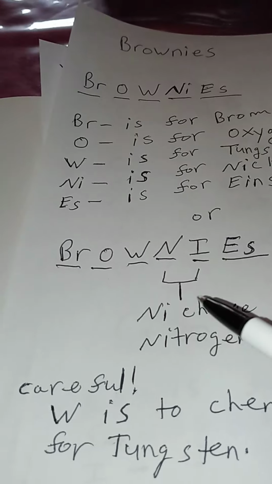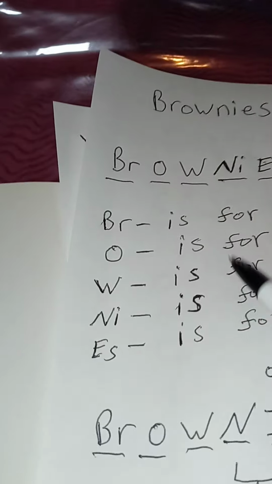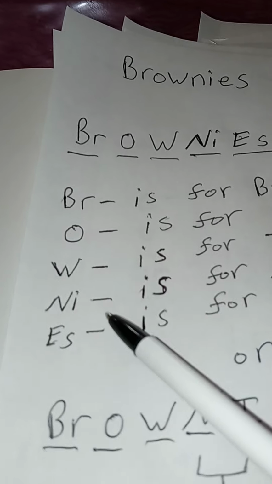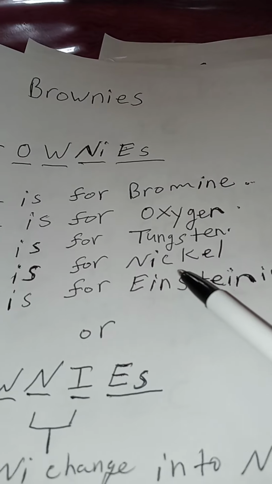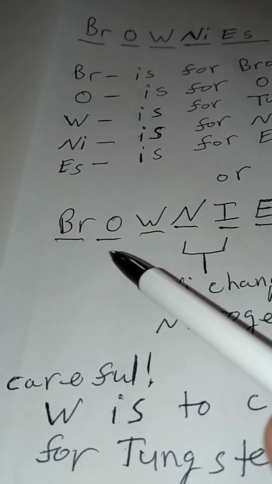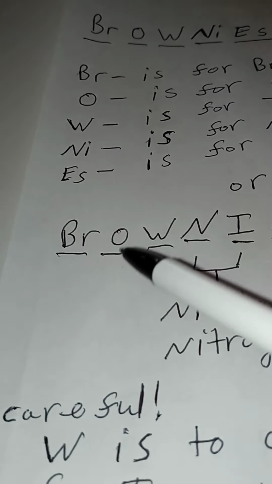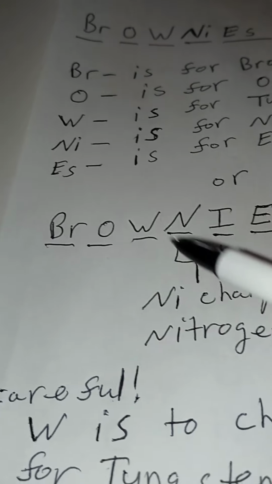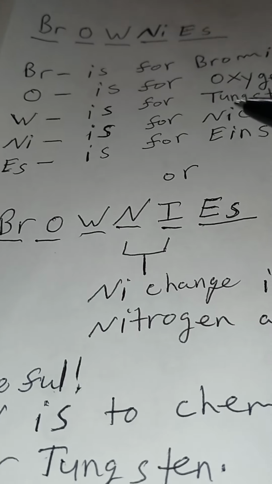So you have to pick which way you're going to study in the beginning. Are you going to use bromine, oxygen, tungsten, nickel, and einsteinium for Brownie, or are you going to use bromine, oxygen, tungsten, nitrogen, iodine, einsteinium?